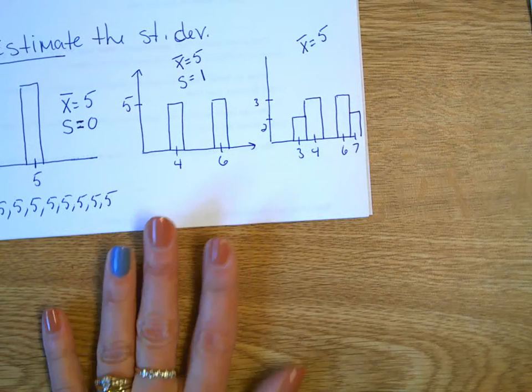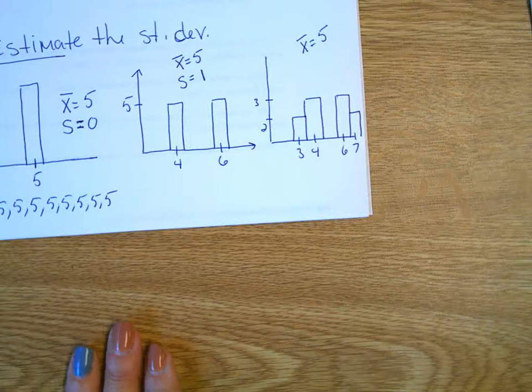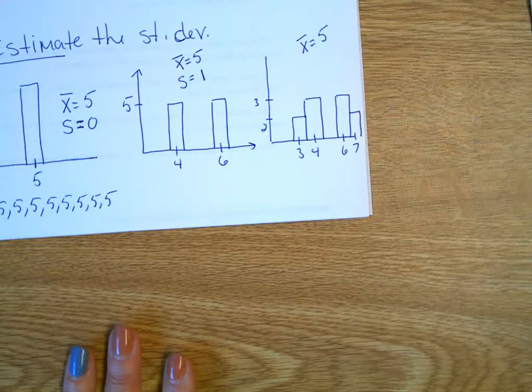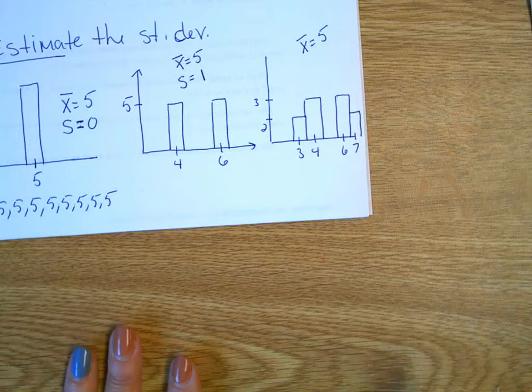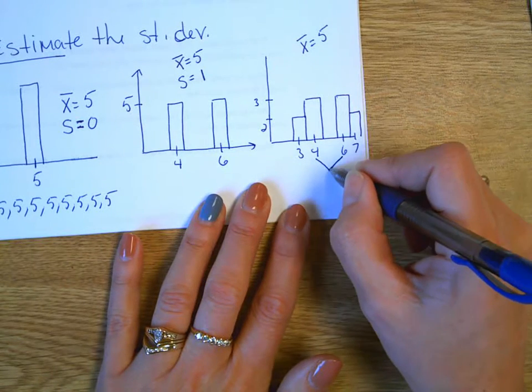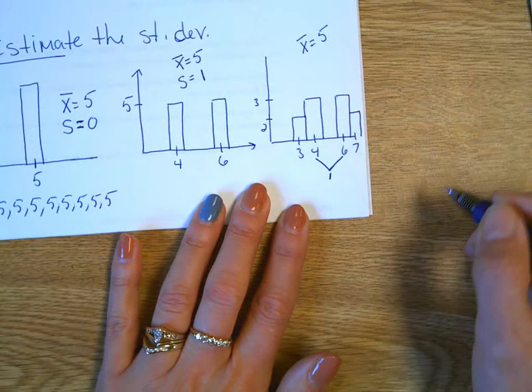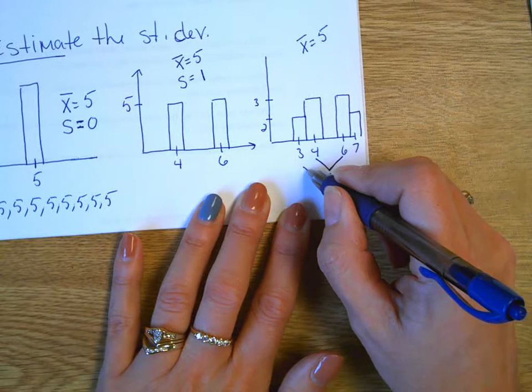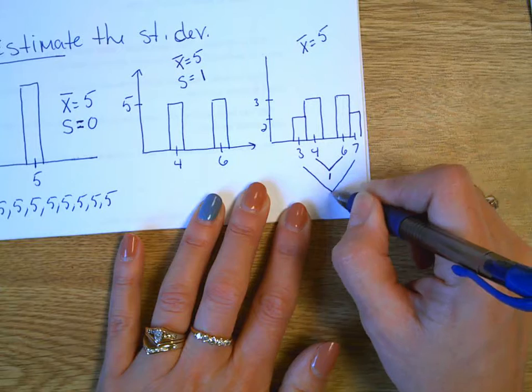Okay, my standard deviation now is going to be a little bit more of an estimate. We're not going to be able to figure out exactly. How far away are my 4s and 6s from the mean? 1. All of these are 1 away. How far away are my 3s and 7s? 2 away.